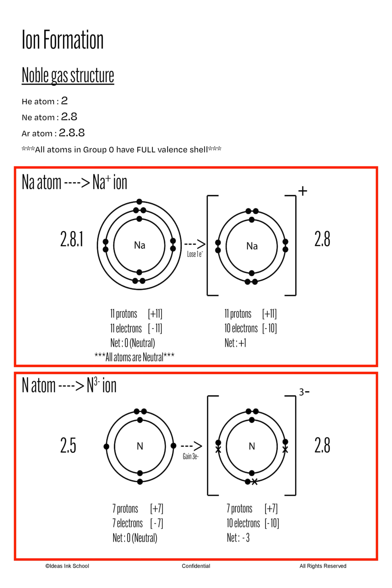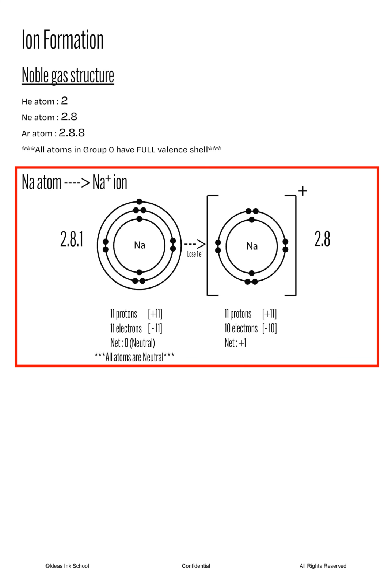Let's take a look at 2 examples. By revisiting the sodium atom, recall that sodium has 11 protons and 11 electrons. Due to the fact that there are equal numbers of positively charged protons and negatively charged electrons, atoms are always electrostatically neutral.